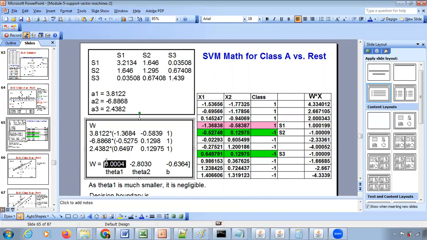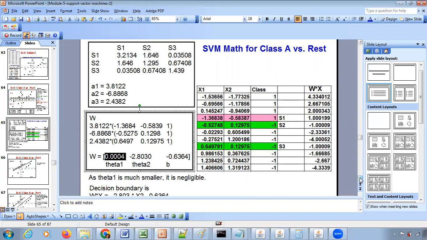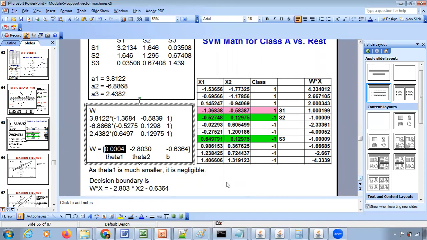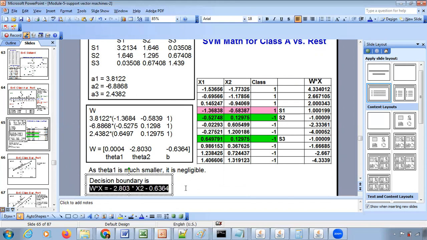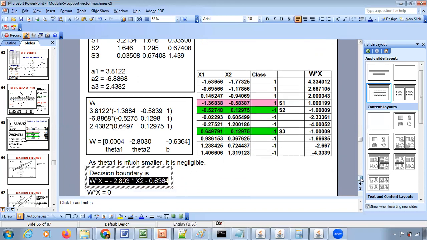Now, if you notice, the value of theta 1 is very small. It's like 0.0003 followed by some numbers. So for practical purposes, we can discard that theta 1 term and simply use theta 2 and b. So the decision boundary can be simply w times x is negative 2.8030 x2 plus b, and b is like negative 0.6364. So this can be our wx.